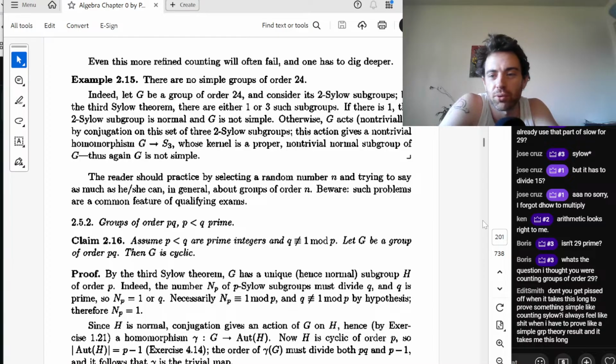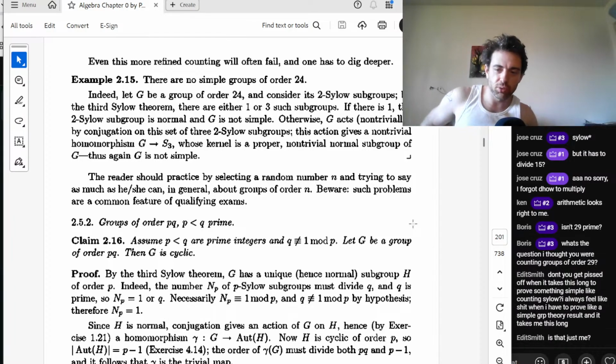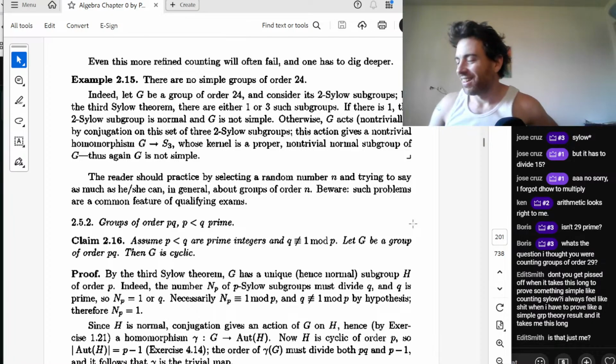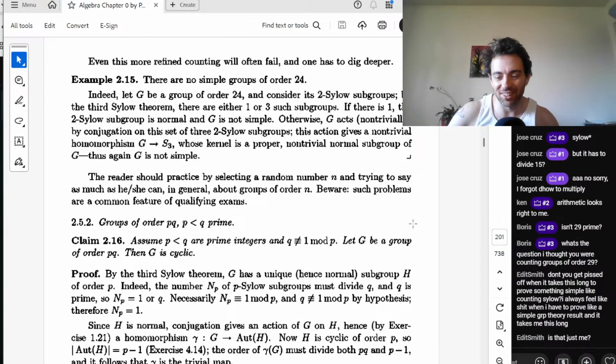Oh, let's look. There's some other proof methods here. Don't I get pissed off when it takes this long to prove something simple like counting Sylow? You always feel like shit when you have to prove some group theory result and it takes you this long. I do feel embarrassed that I've literally instructed a course on Sylow, and here I am not solving this problem instantly. But no, I wouldn't say I feel aggravated in any sense.